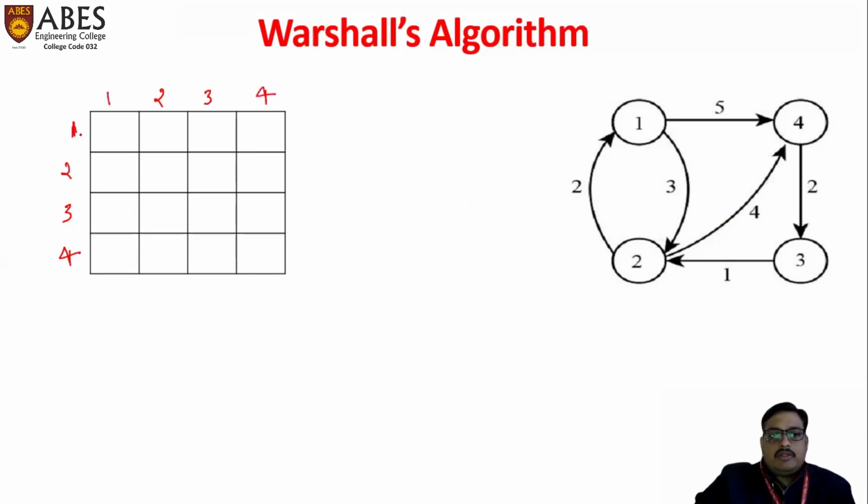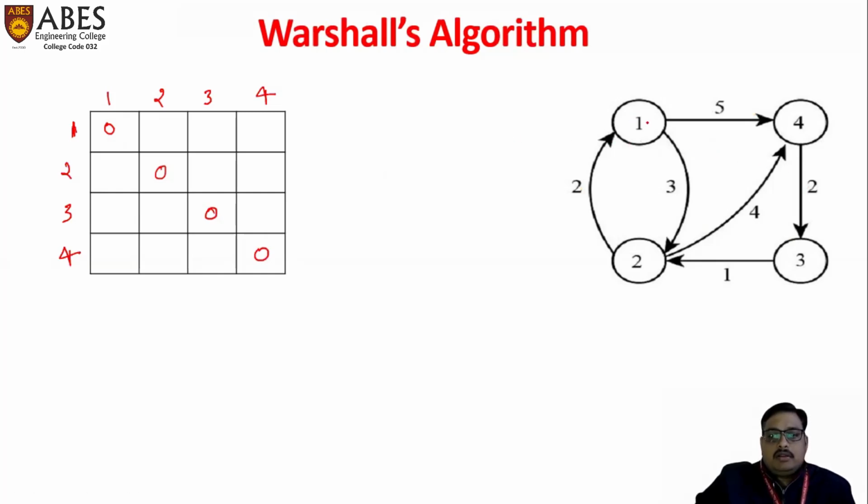So we'll try to find the edge between each pair of vertices. If there is an edge, we will put the weight associated with that edge. If there is no direct edge, we will put infinity. Simple. We can see there is no self loop, so we'll fill all diagonals as 0, because there is no self loop in this graph. It is a very simple directed graph.